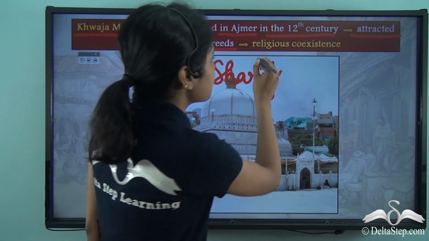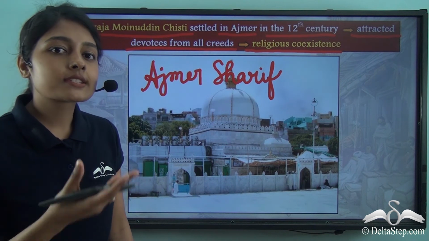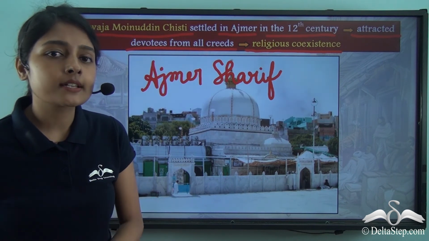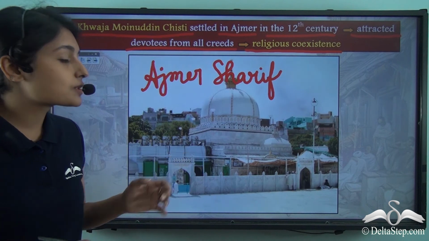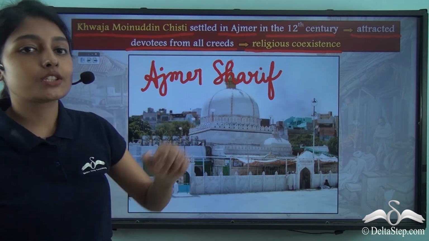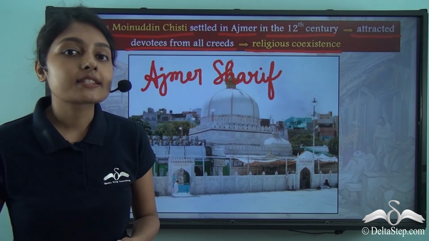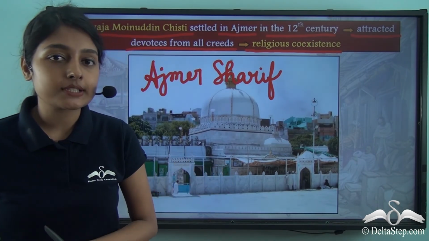This is because this shows religious coexistence. Hindus, Christians, Muslims, Parsis, Sikhs and people from many other religions came to visit Ajmer Sharif, and this is an instance of religious coexistence. With this, we come to an end of our discussion on administrative and temple towns.